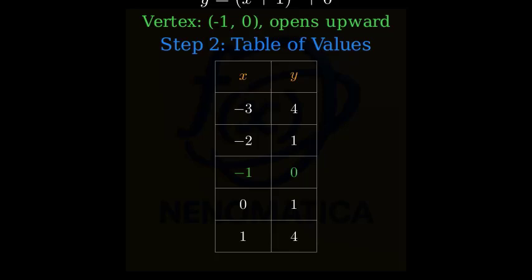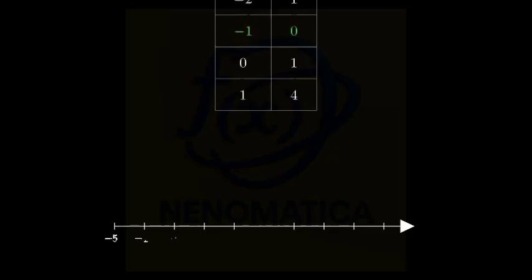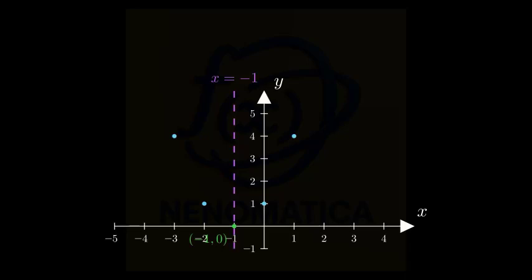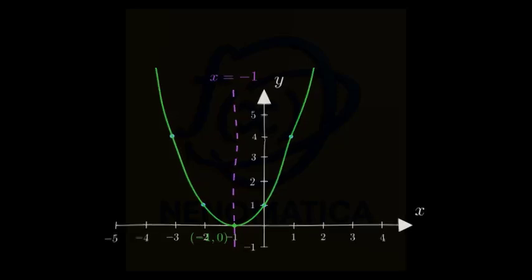Step 3. Let us set up axes, plot the vertex and a few points, and show the axis of symmetry. The axis of symmetry is x equals negative 1. We will plot the points from the table and mark the vertex in green. Step 4. Now we sketch the curve y equals (x plus 1) squared. Because the leading coefficient is positive, the parabola opens upward, and the vertex is a minimum. We will label the graph and highlight the direction of opening.